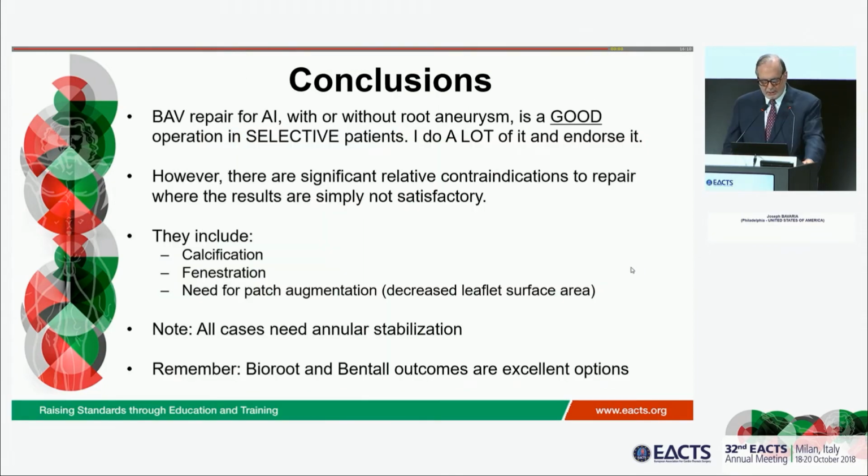So in conclusion, BAV repair with AI, with or without root aneurysm, is a good operation in selective patients. I do a lot of it and endorse it. However, there are significant relative contraindications to repair where the results are simply not satisfactory. They include calcification, fenestration, and the need for patch augmentation, which is usually related to decreased leaflet surface area. Note that all cases need annular stabilization unless Joachim tells me differently in a few minutes. And remember, BioRoot and Bentall outcomes are excellent options and should never be considered a failure. Thank you.